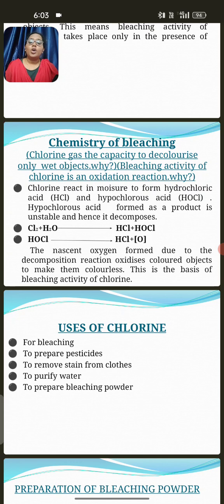Once more, chlorine reacts with moisture to form hydrochloric acid and hypochlorous acid. Hypochlorous acid thus formed is unstable and hence decomposes to form hydrochloric acid and nascent oxygen. The equation is Cl2 plus H2O gives HCl plus HOCl, that is, hydrochloric acid plus hypochlorous acid. Hypochlorous acid, that is HOCl, dissociates to form hydrochloric acid plus nascent oxygen. This is the bleaching activity of chlorine.